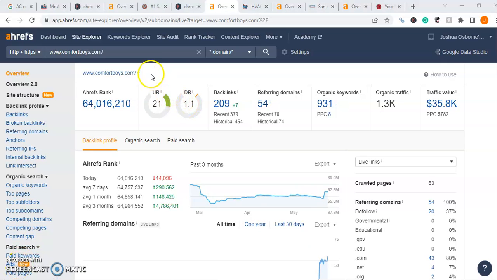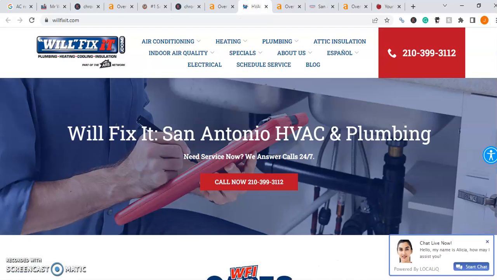So starting out here, we have Comfort Boys. They have a 21 UR and a 1.1 DR, which puts them in the top 100 for 931 keywords and generates them about 1.3K traffic every single month. Let's keep working down the line here.